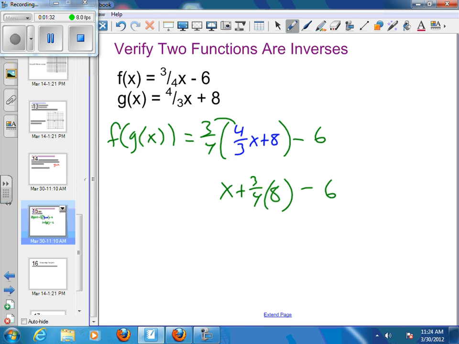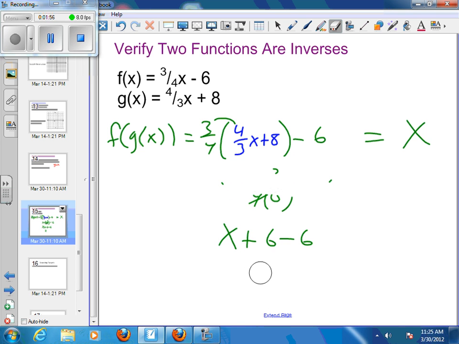The way I take 3/4 times 8 is I take 8 divided by 4 and get 2, and then I take 3 times 2 and I get 6. So this is going to be x plus 6 minus 6, which is in fact just x. So this first one does work. This whole thing is equal to x. And then I want to try it the other way. I'm going to erase my work at this point so I've got more room to show you. Let's put the other one in there.